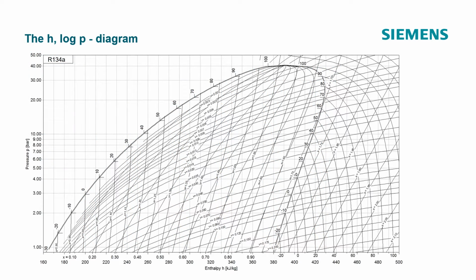To make the connections between these variables more visible, the H-log P diagram was developed. The diagram allows the large number of values from the vapor table to be presented in a simple manner. Nonetheless, without a proper introduction to the diagram, its complexity can be overwhelming. Let's begin.